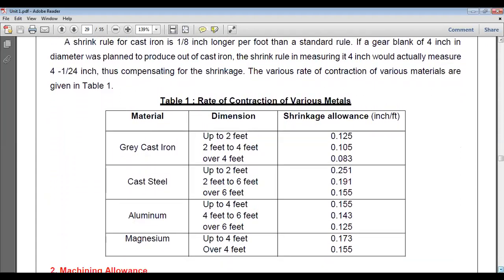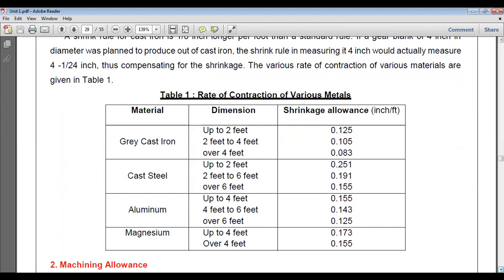Gray cast iron, 0.125 inch per foot. This is the allowance that is given. Gray cast iron, cast steel, aluminum: 0.125 inch per foot up to 2 feet, and up to 4 feet this is 0.083. These are the shrinkage allowances for various metals.